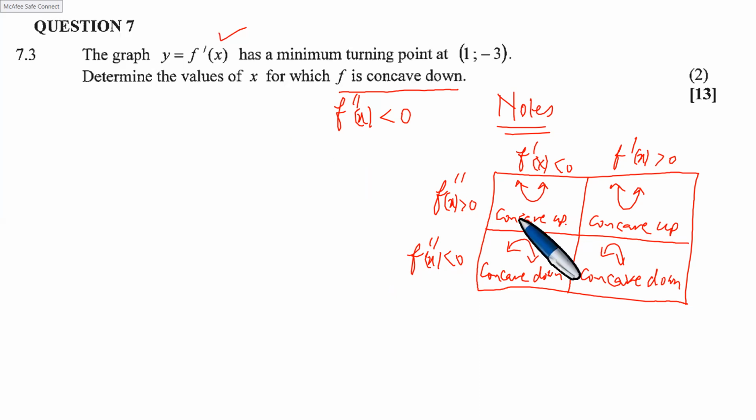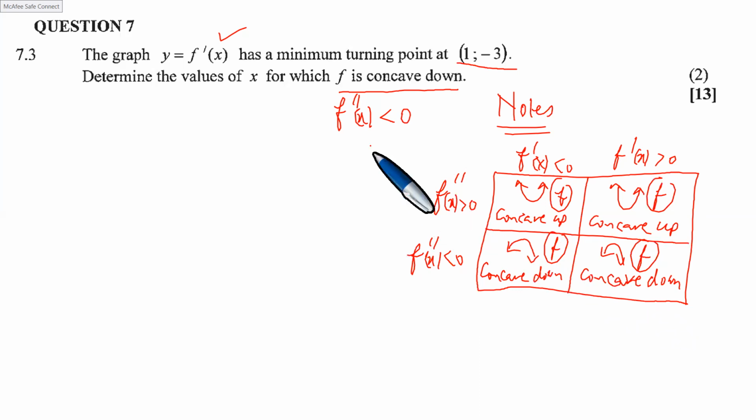So obviously here we're saying f is this. You are saying f is concave up. We're saying f is concave down. But the examiner here is not referring to the graph of f, but is saying the graph of the first derivative has a minimum turning point at this point. So now, if it has a minimum turning point at 1, minus 3, you need to find the values of x for which f is concave down.